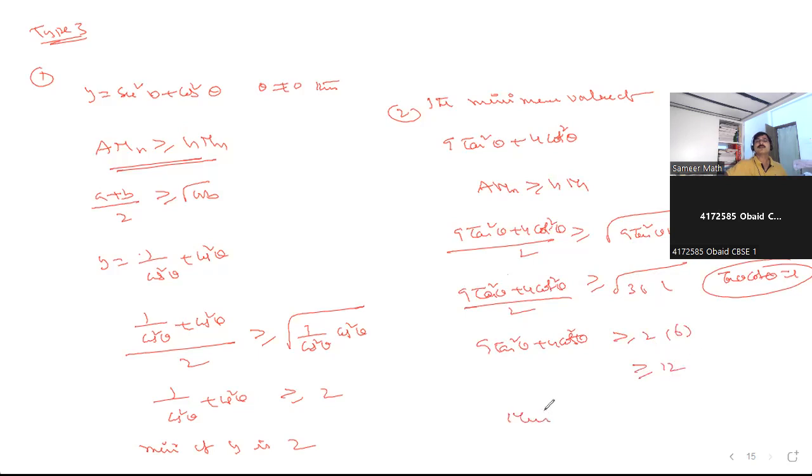Minimum of 9 tan square theta plus 4 cot square theta is 12.